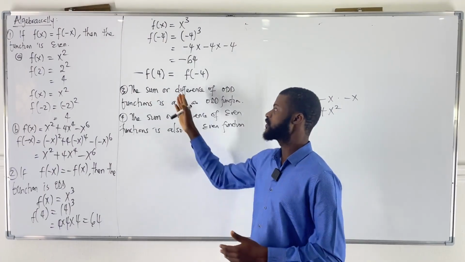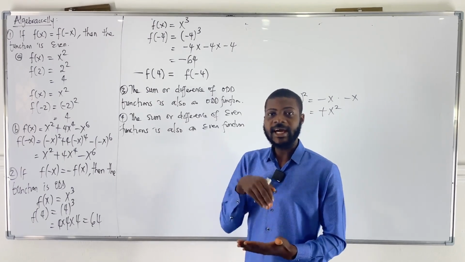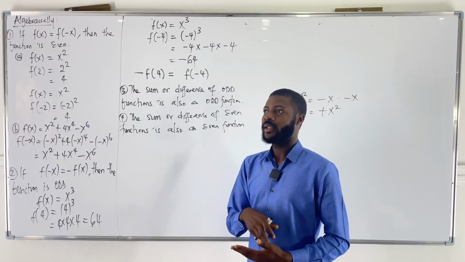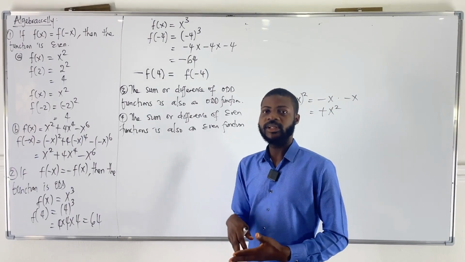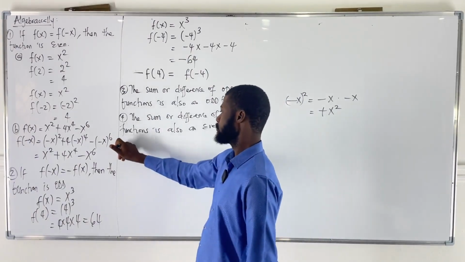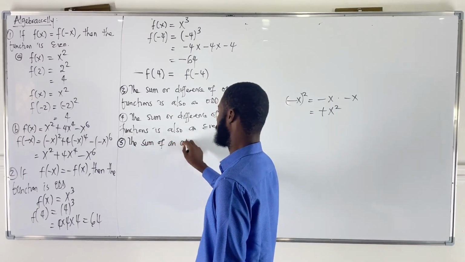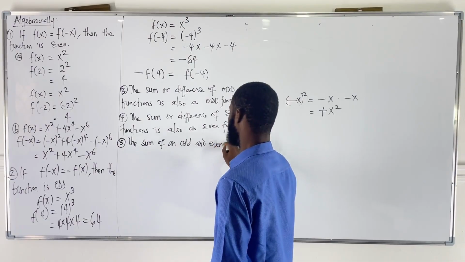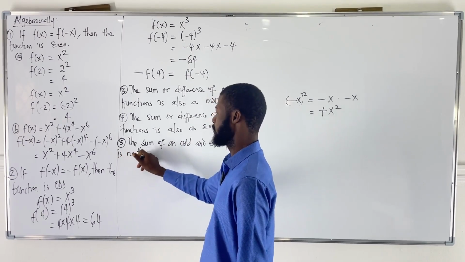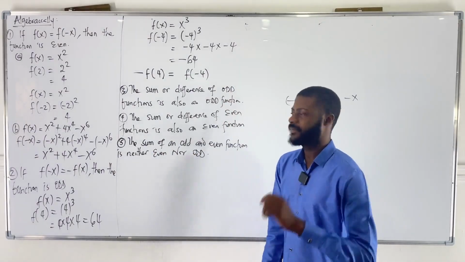Now take note, if you sum an even function and an odd function, the function is neither even nor odd. If you sum a function that is even with the one that is odd, the function is neither even nor odd. So take note of that. The sum of an odd and even function is neither even nor odd.